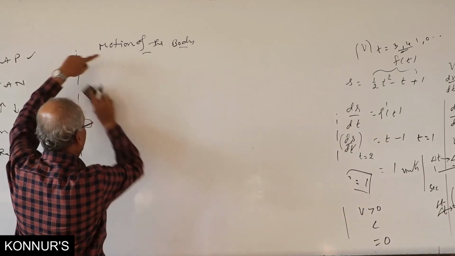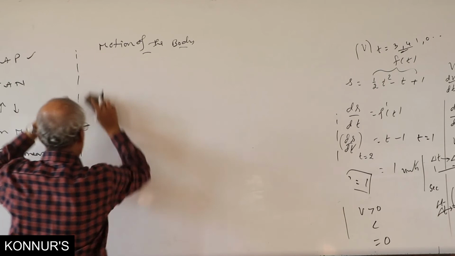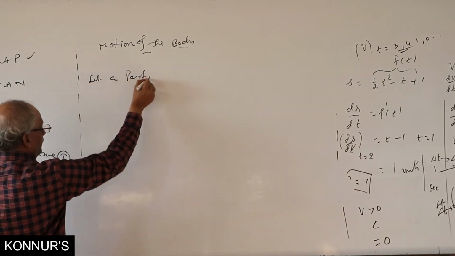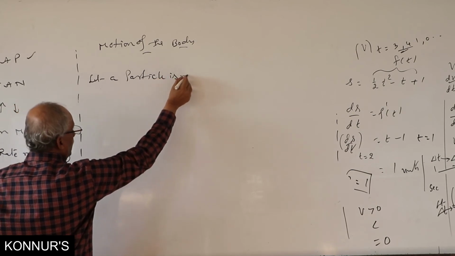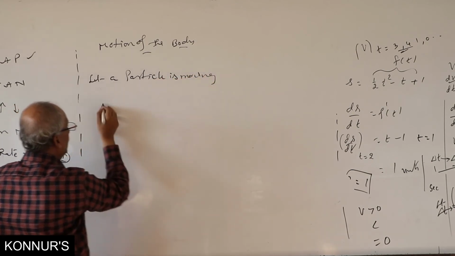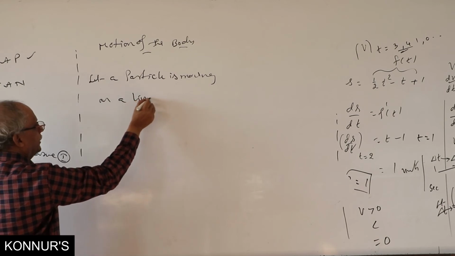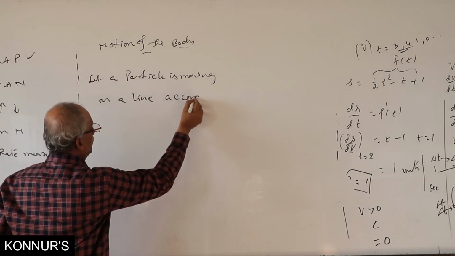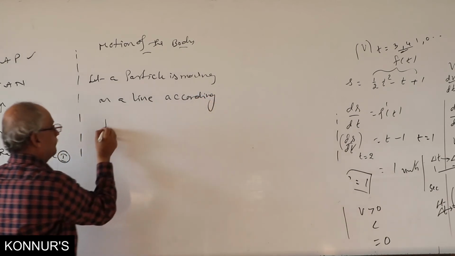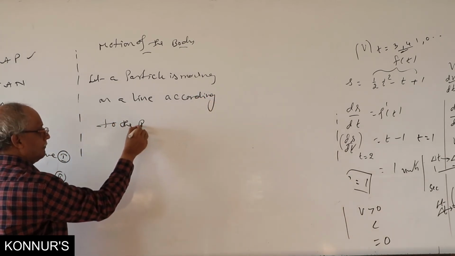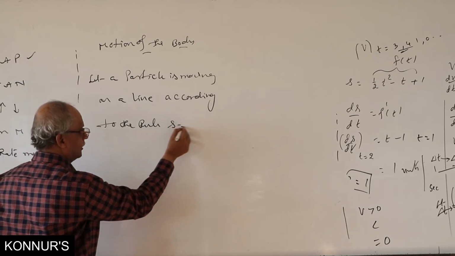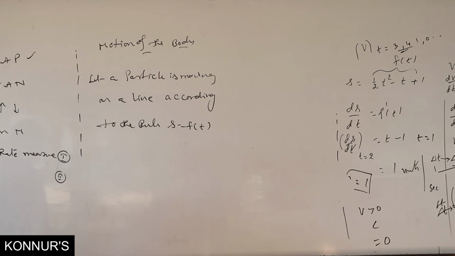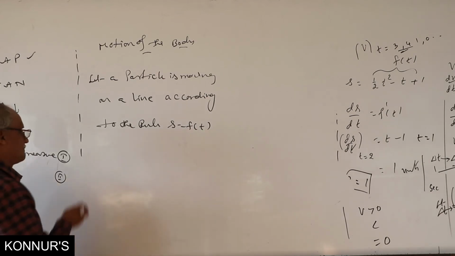For that I write here, motion of the body; I am taking only linear motion. Let a particle be moving on a line, a straight line, according to the rule S equal to f of t. That means the relation between distance and time.